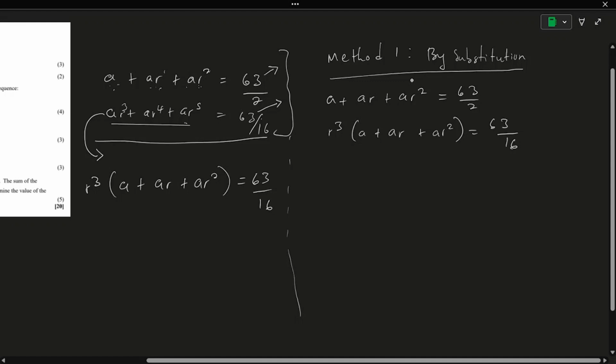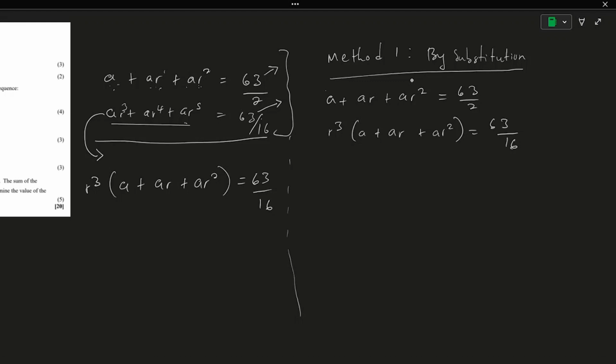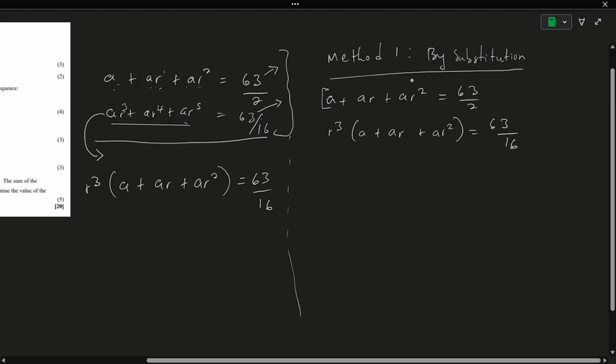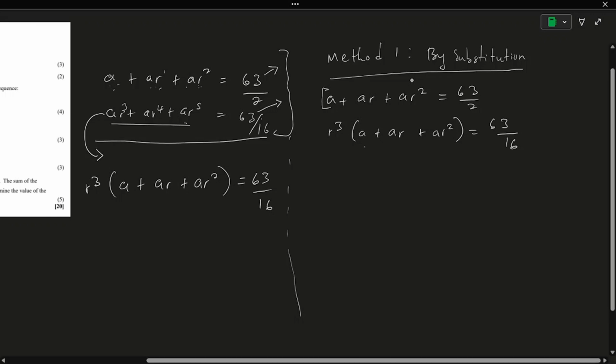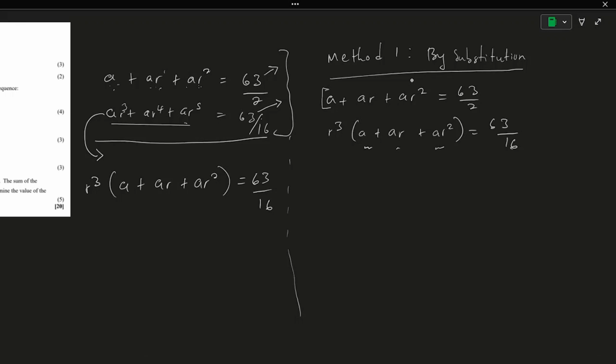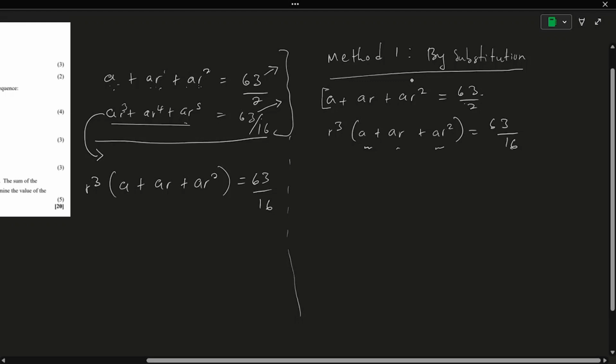Right, so now let's try using substitution. Now look at this. You see this A plus AR plus AR squared is equal to 63 divided by 2, and we have the same expression down here. So in other words, where there is this expression, we can just substitute and put 63 over 2. Right, so we can take this and put it here because this equals 63 over 2. So we can substitute whatever that is with 63 divided by 2 like this, and we're going to say 63 divided by 16 right here.